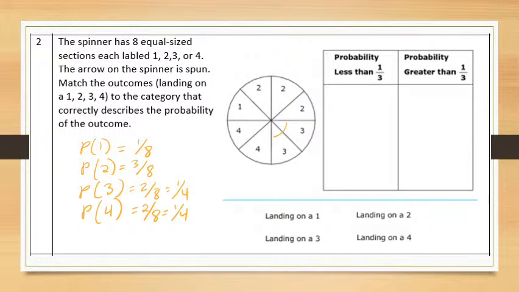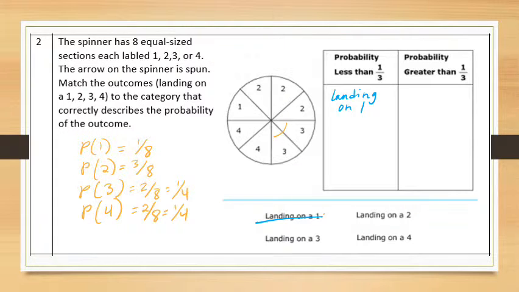So is the probability of landing on a 1 less than 1/3 or greater than 1/3? You might even be able to envision what this piece would look like. If it's going to be a third, it needs to be something a little bit more like this part of our circle. It needs to be about a third of the circle, and that's definitely less. So landing on a 1 is going to be in the less than 1/3 category. Landing on a 2.